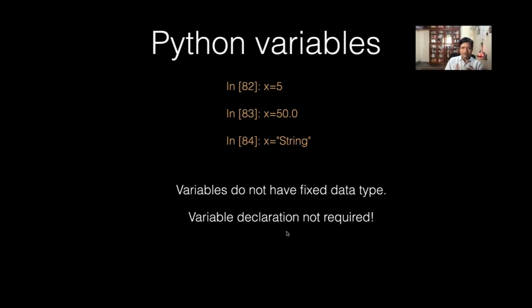In fact, it should not be done. I cannot say int x like in C or C++. So variables do not have fixed data type, which is a good thing as well as slightly unsafe, but that's how Python works. Now, Python variables are global. That means in an IPython terminal, I type x equal to 5, and that x can be called anytime, anywhere.